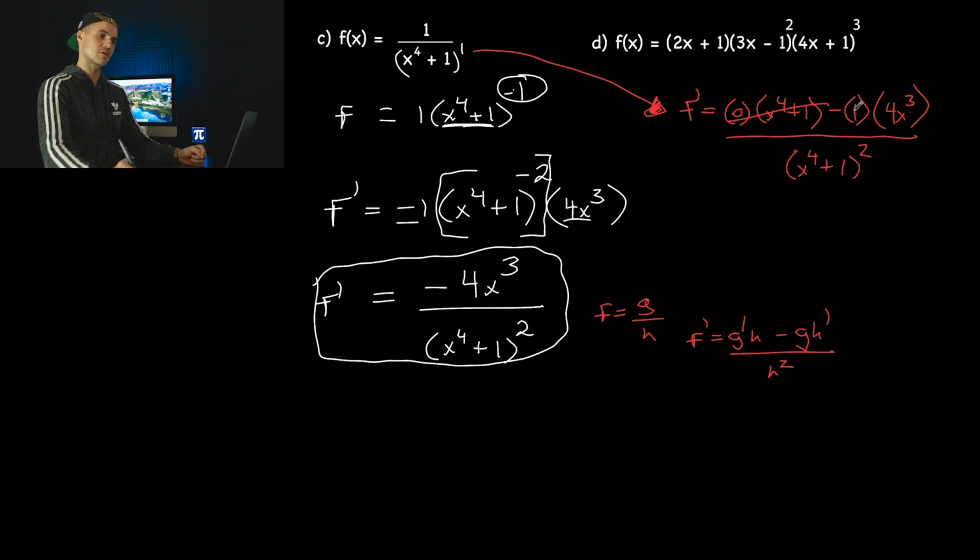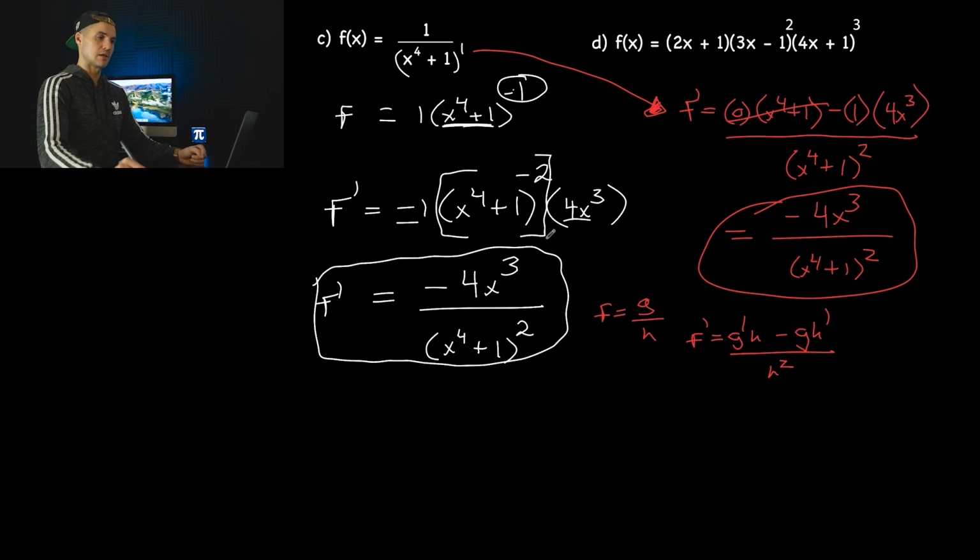This goes to 0, and then this ends up being negative 4x cubed over x to the 4 plus 1 squared. So notice we got the exact same solution when we did it with the quotient rule versus when we did it with the chain rule. Again, this is my preferred method. If I just have a constant, I'll just bring everything to the numerator, do the chain rule, but you could also do the quotient rule if you feel more comfortable with that.